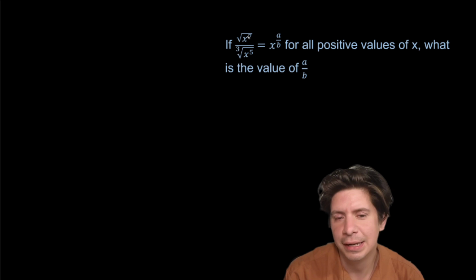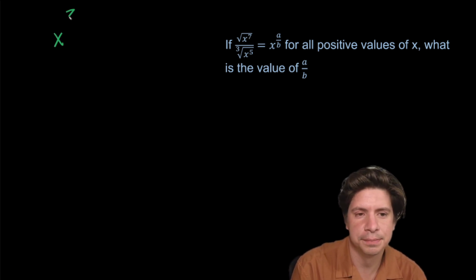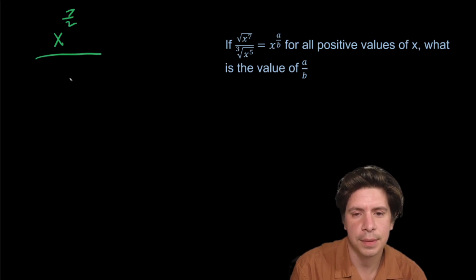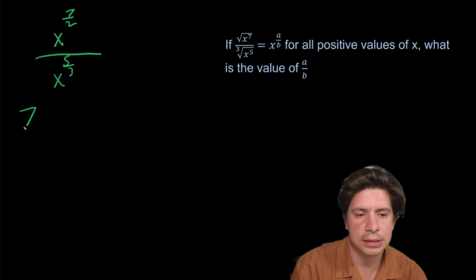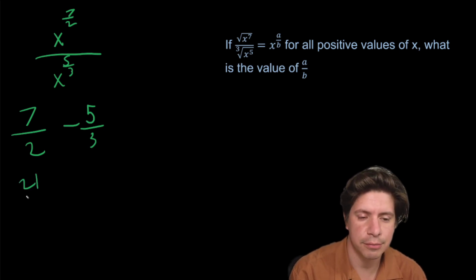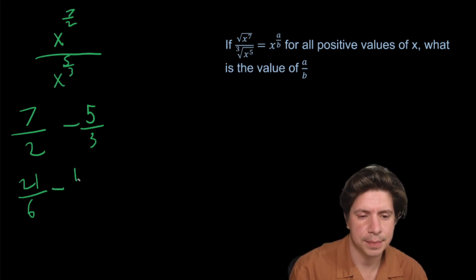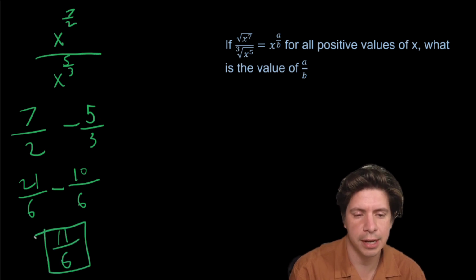So let's first make them into fractions and work from there. So the top is actually going to be x to the 7 over 2. And on the bottom, we have x to the 5 over 3. So we're going to do 7 over 2 minus 5 over 3. You could plug that into Desmos, or you can do it here, make them common denominators. So you have 21 over 6 minus 10 over 6, and you're going to get 11 over 6, and that's going to be your answer.